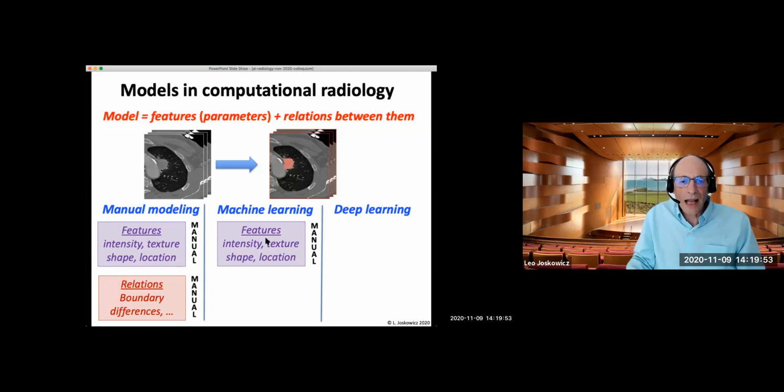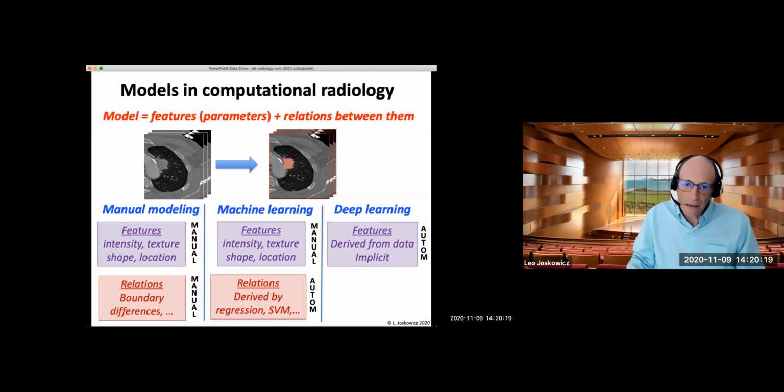Machine learning allows you to still manually create the features. You can choose intensity, texture, shape, etc. You can choose more, about 10 to 50 of them, and then automatically you derive the relationships based on a number of methods such as regression, SVM, and other advanced tools. And recently, deep learning basically has the promise of automating everything, both finding the features and the relations between them.